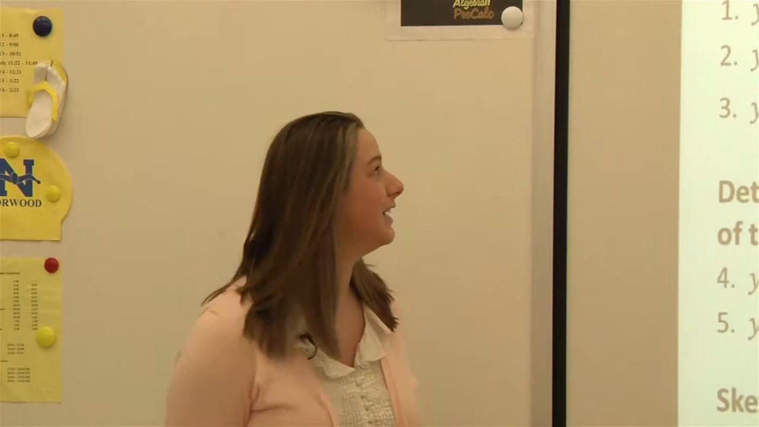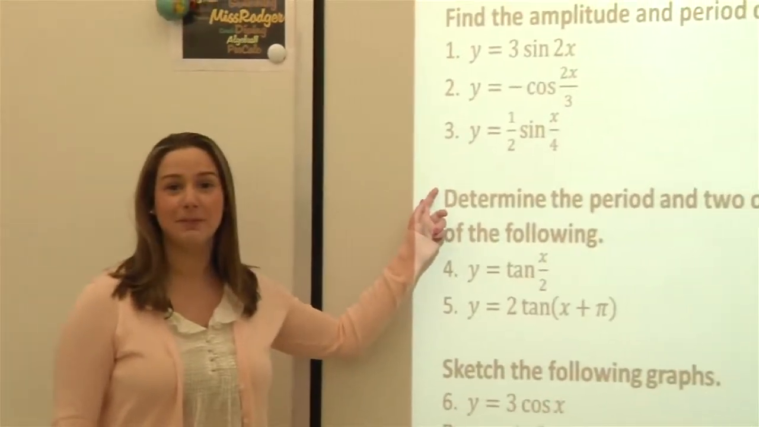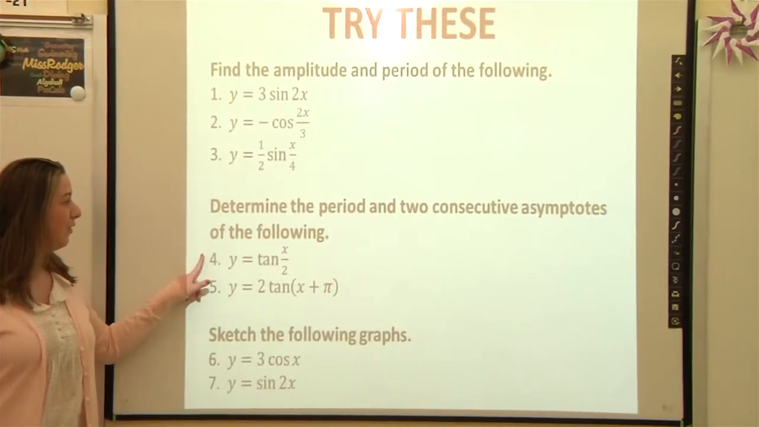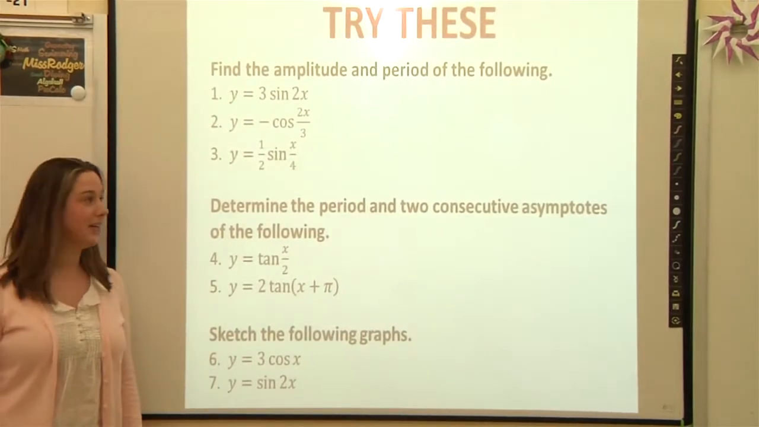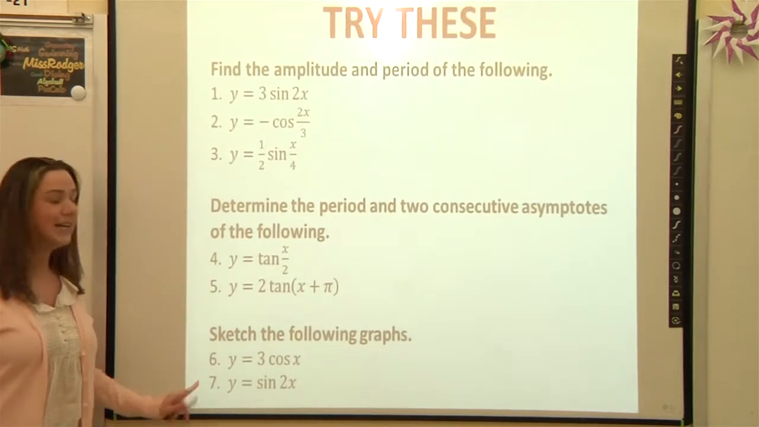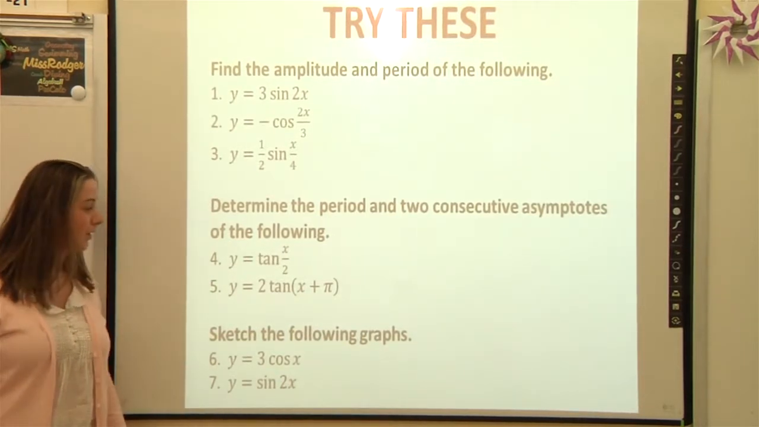After watching today's video on graphing sine, cosine, and tangent, try these. For 1 through 3, find the amplitude and the period of the following equations. For 4 and 5, determine the period and the 2 consecutive asymptotes of the following. And 6 and 7, sketch the following graphs.